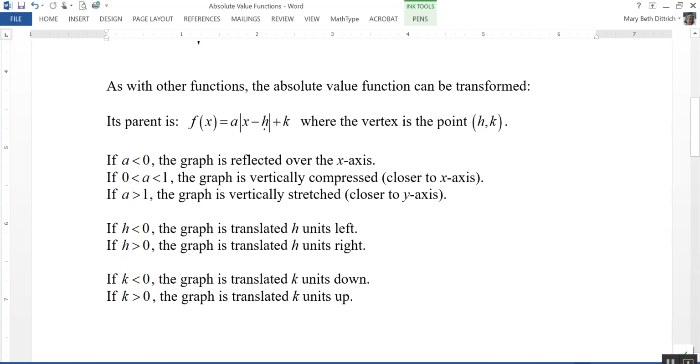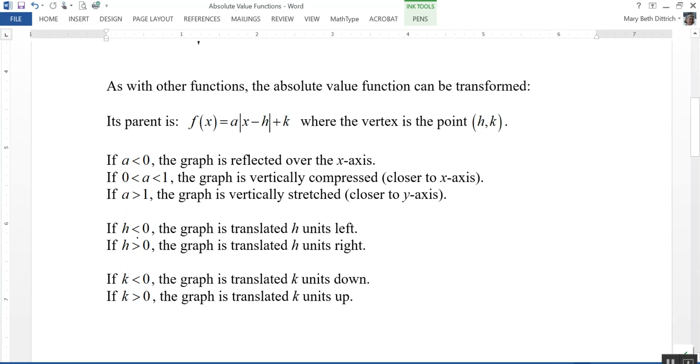Now, if the value of a is negative, then the graph, your V, is going to be reflected over the x-axis. If a is a fraction between 0 and 1, then the graph is going to be vertically compressed. It's going to be closer to the x-axis. It's going to be squatter or wider. If a is greater than 1, then the graph is going to be vertically stretched, or kind of pulled up and closer to the y-axis, kind of a much more narrow V shape.